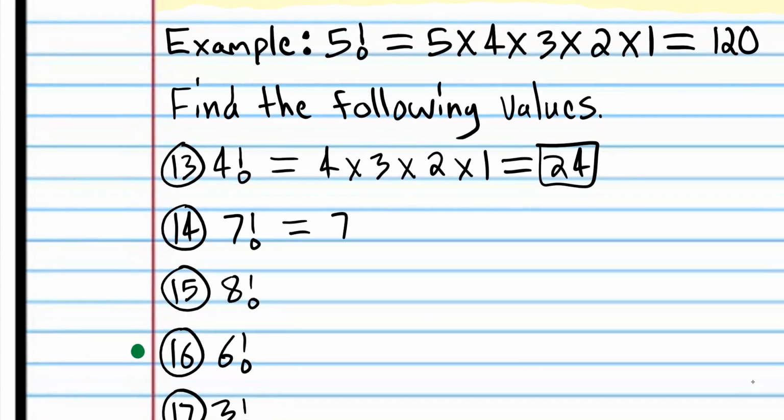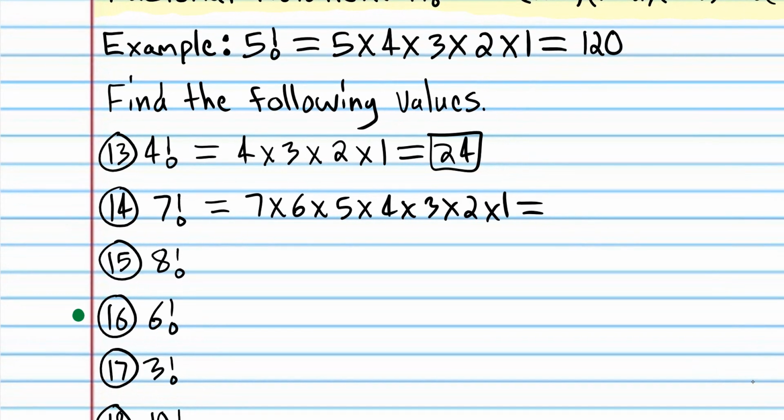So 7 factorial would be 7 times 6 times 5 times 4 times 3 times 2 times 1. So you can see that this is very easy. But having to multiply all these numbers becomes very tedious. So we don't want to do this if we don't have to. Now, if you have a graphing calculator, it's most certainly going to have a factorial symbol.